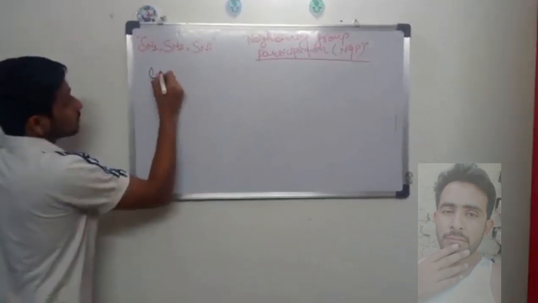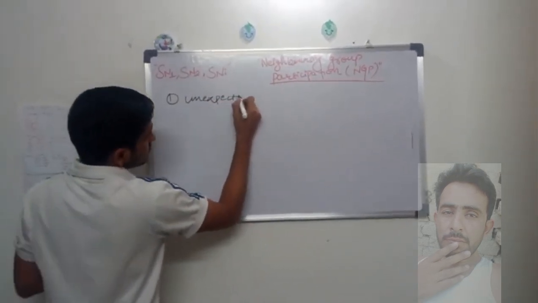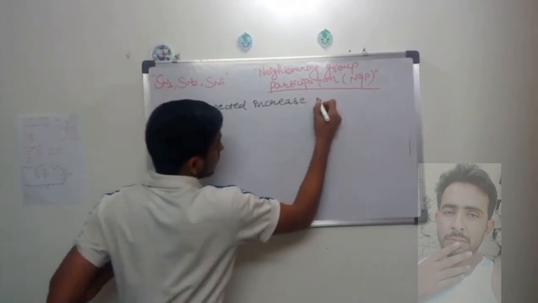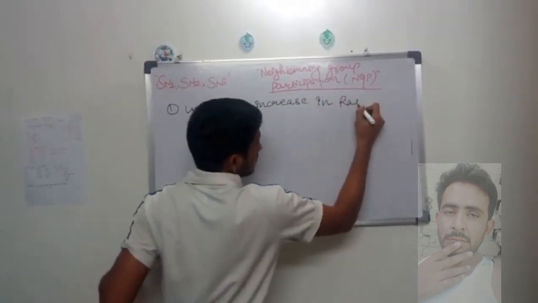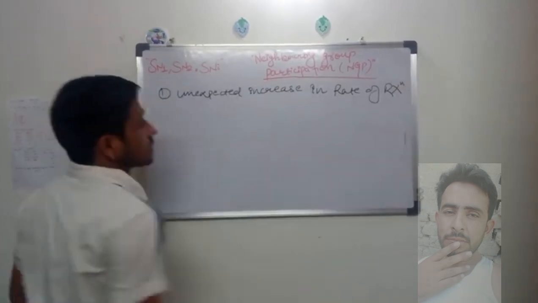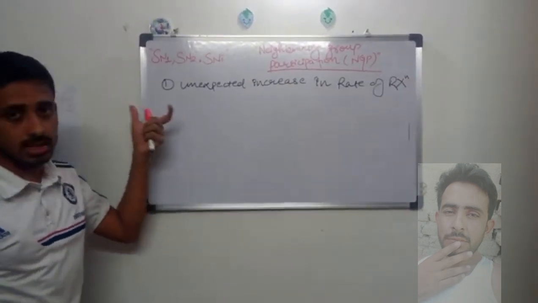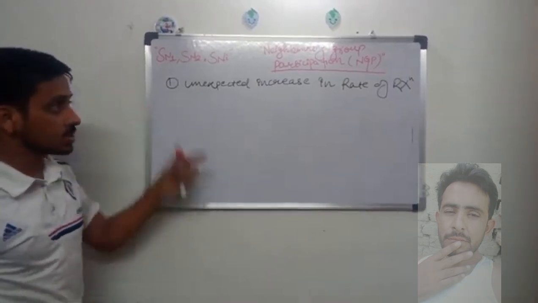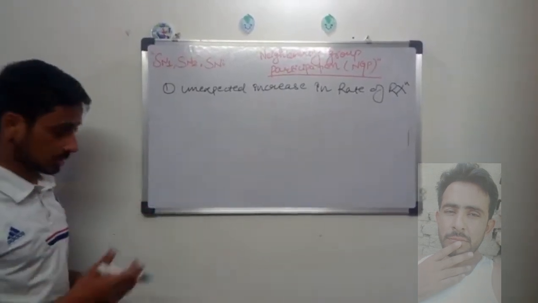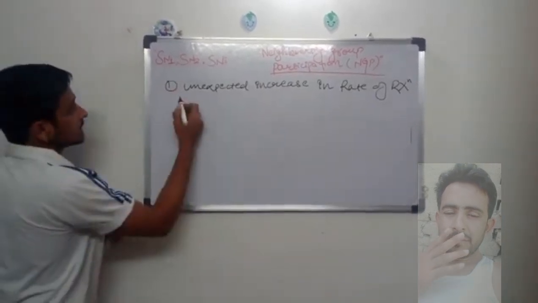The first very important point is an unexpected increase in the rate of reaction. There will be a very high rate of reaction as compared to the normal SN2 reaction, because in NGP there will be formation of a cyclic transition state, due to which there will be an unexpected increase in the rate of reaction. That also we will see in detail.